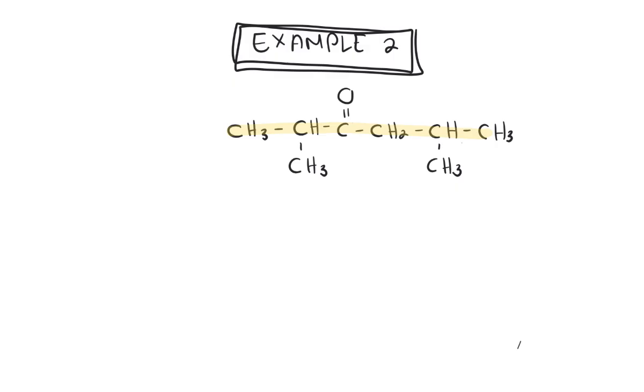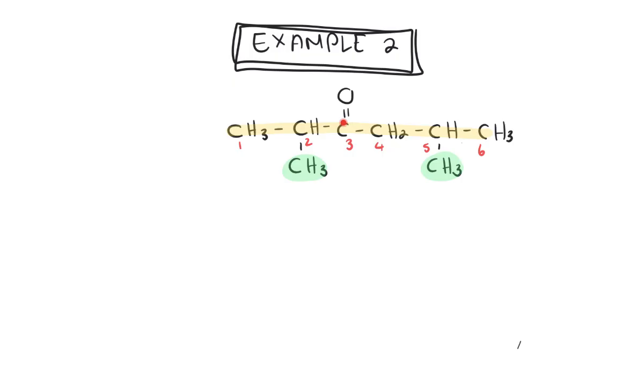Now I number my chain. Let's see, if I number from this side, my functional group would be on carbon number 1, 2, 3. If I numbered from this side, it would be on carbon number 1, 2, 3, 4. So I would rather number from the left side. So 1, 2, 3, 4, 5, 6. And then I'm going to highlight my substituents. So here I have a methyl and here I have a methyl, 2 methyls.